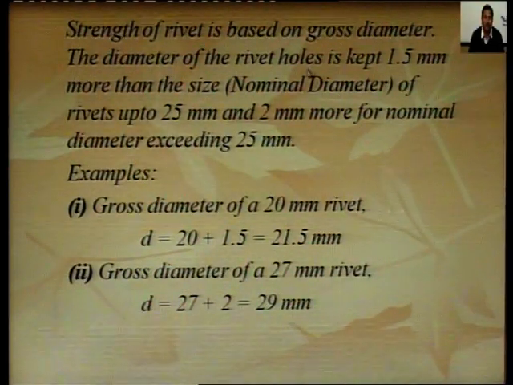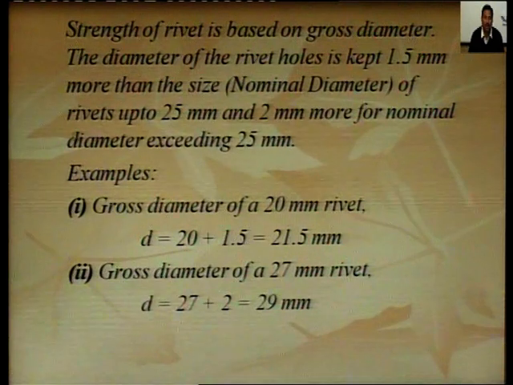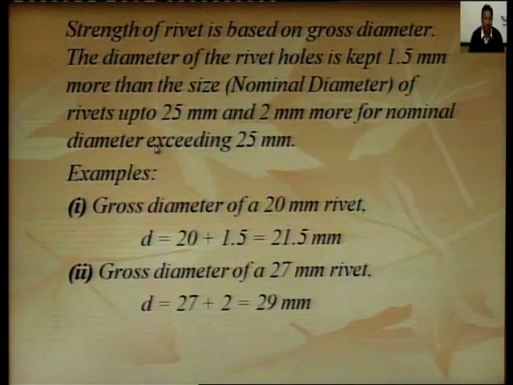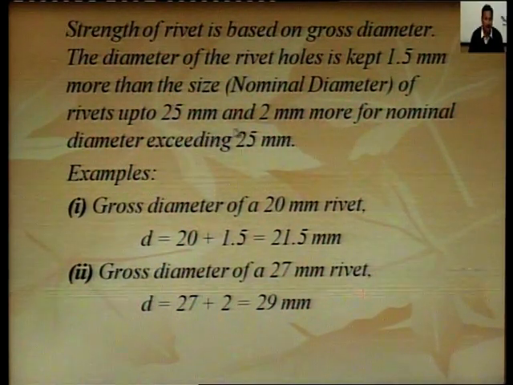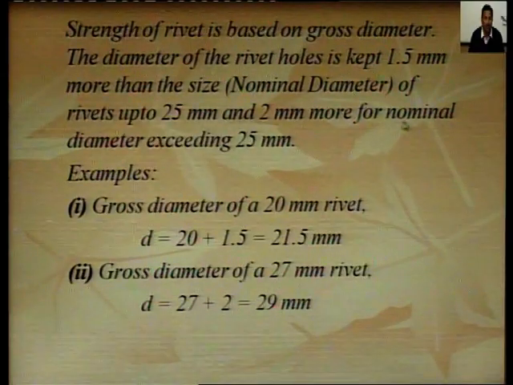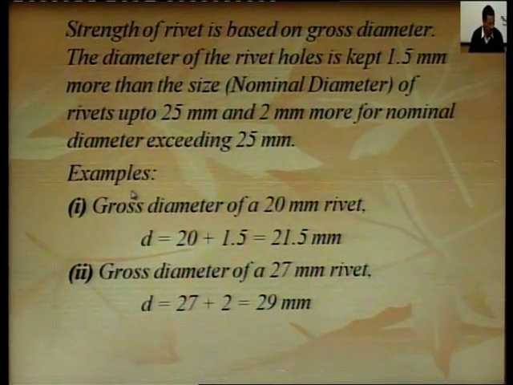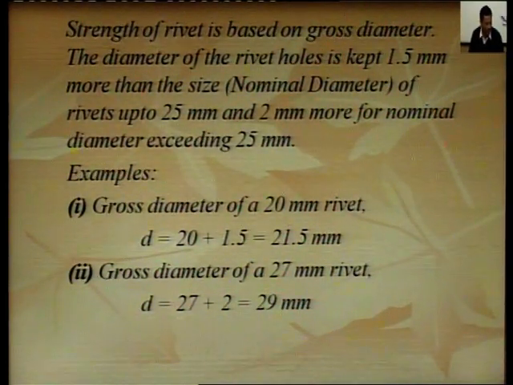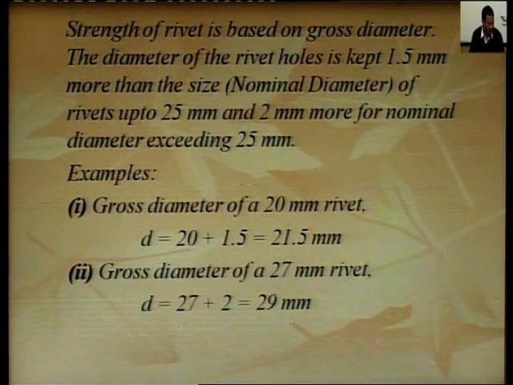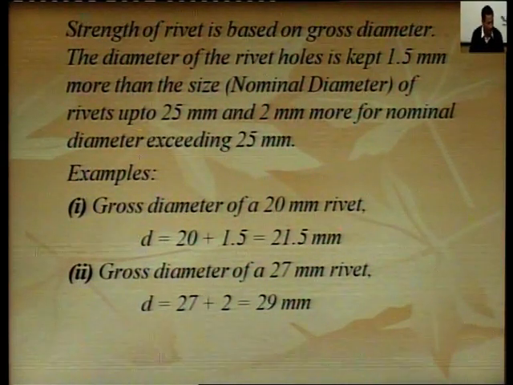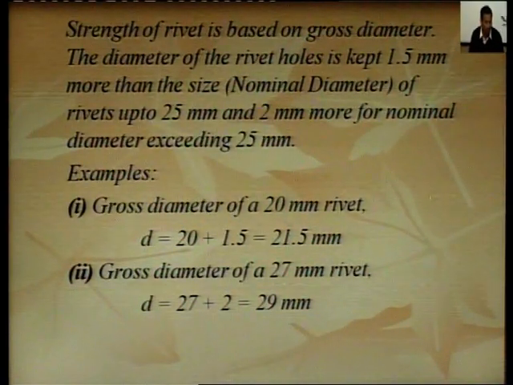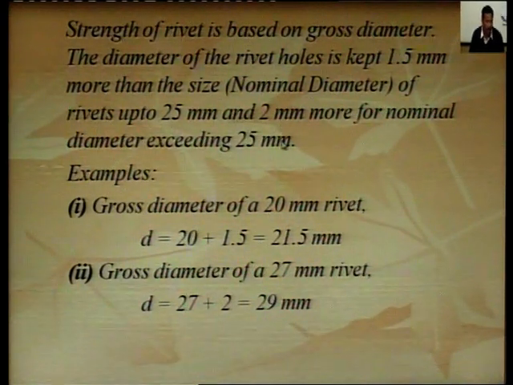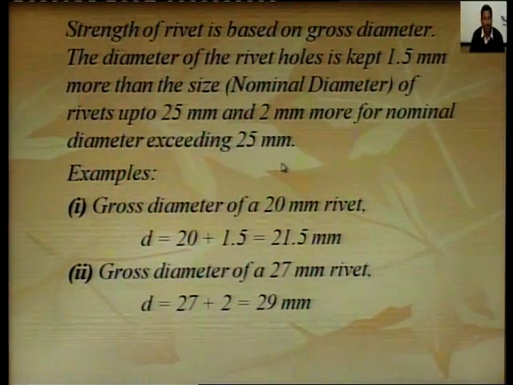The diameter of a rivet hole is kept 1.5 mm more than the nominal diameter of the rivet up to 25 mm, and 2 mm more for nominal diameter exceeding 25 mm. Diameter of rivet hole is taken 1.5 mm more than the diameter of a rivet for the rivet diameter up to 25 mm, and 2 mm more than the diameter of the rivet for rivet diameter exceeding 25 mm.